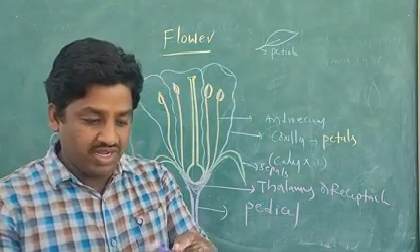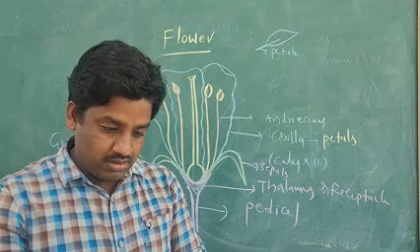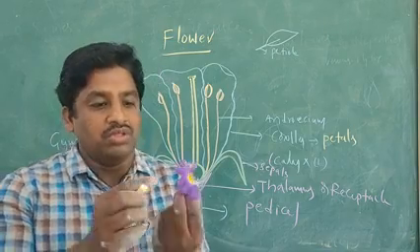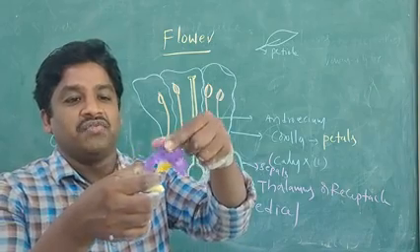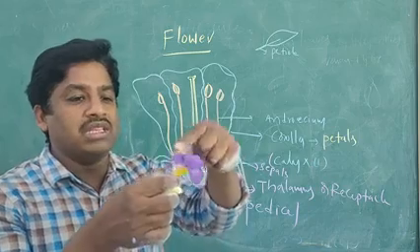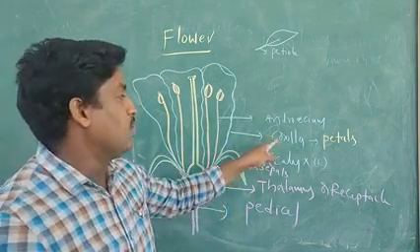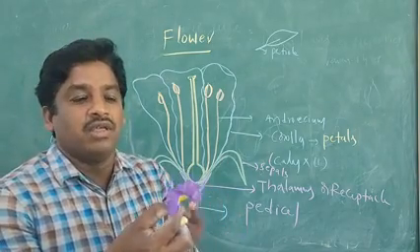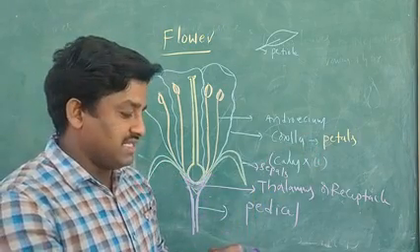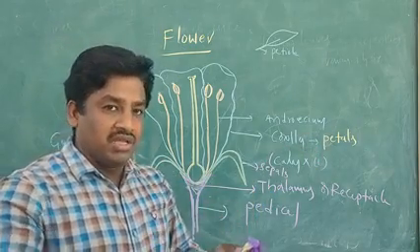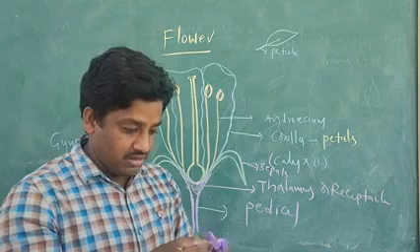I will show very clearly. These are the petals, 1, 2, 3, 4, 5 are present. All together we call it a corolla, consisting of these petals. Next, third row. Third row means third circle. You can see the inner side.